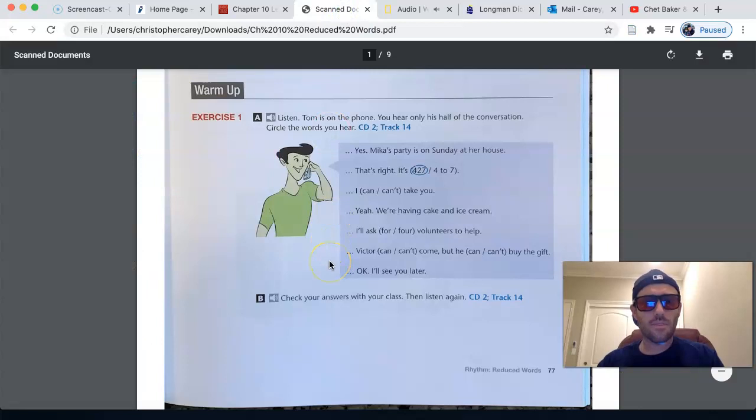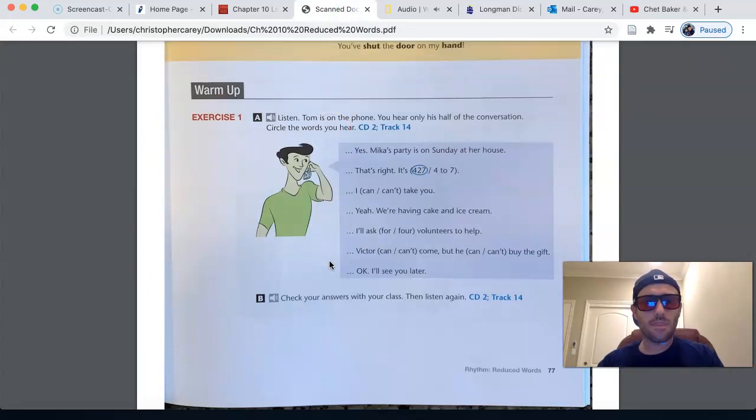Chapter 10, Exercise 1, A and B, page 77. Yes, Mika's party's on Sunday at her house. That's right, it's 427. I can take you. Yeah, we're having cake and ice cream. I'll ask for volunteers to help. Victor can't come, but he can buy the gift. Okay, I'll see you later.